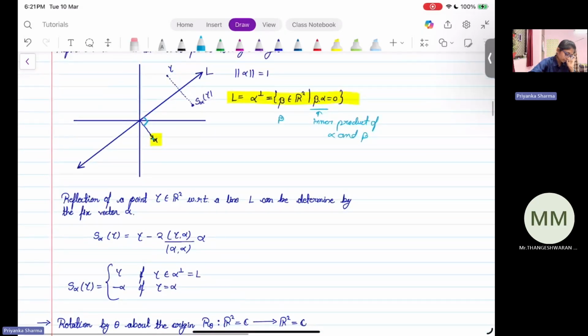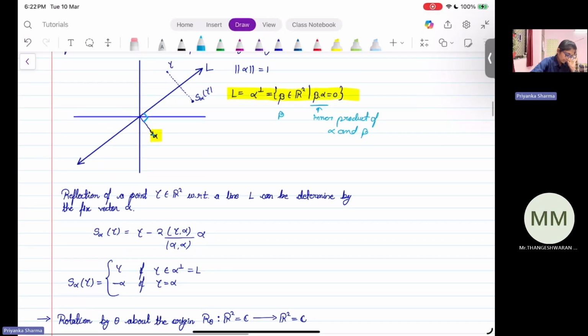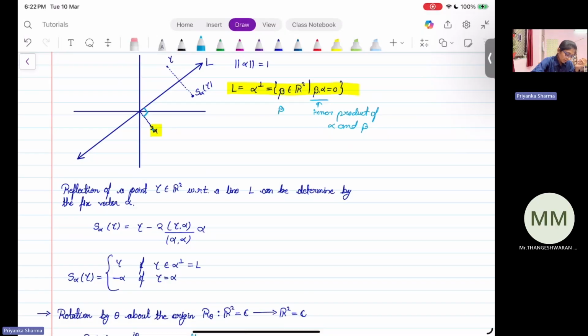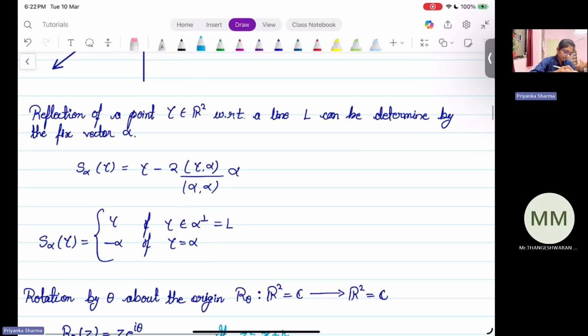So suppose we have a point gamma in R square, and we want to find its reflection with respect to the line L. So this can be determined by this fixed vector alpha, and we can compute S alpha gamma, that is, reflection of gamma with respect to this alpha. So this will be gamma minus twice of the inner product of gamma and alpha over alpha alpha multiplied by alpha.